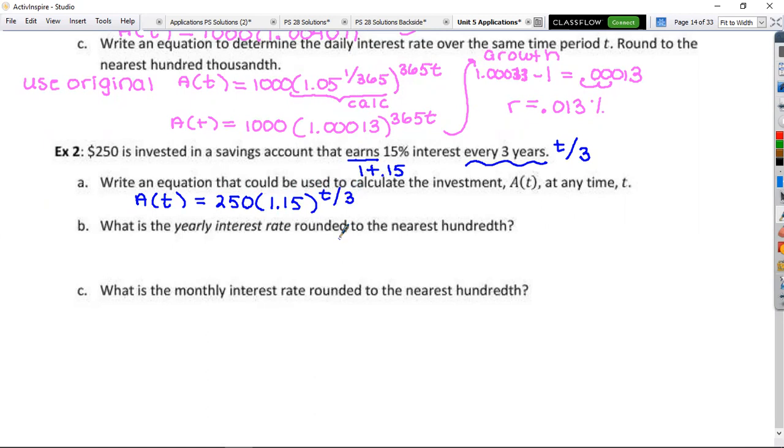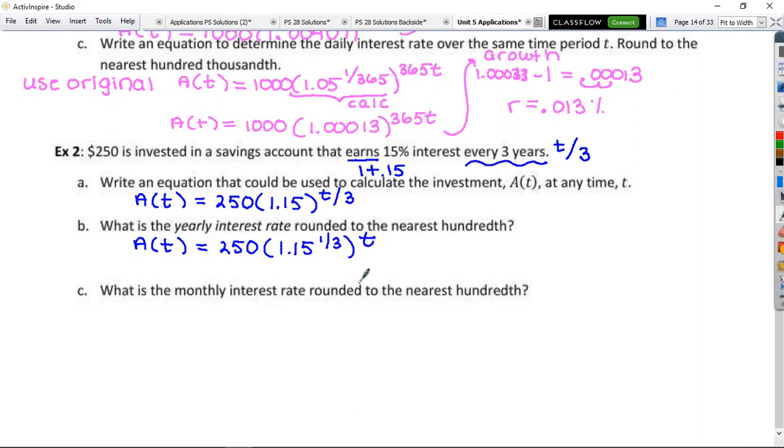So now what you're going to do next is you are going to find just the yearly rate. That means on the outside, I want t by itself. So what I do is I pull in the 1/3. So I go A of t is equal to, think about it like distributing it right in. So I go 1.15 raised to the 1/3 to the t. That's all you have to do for this part.